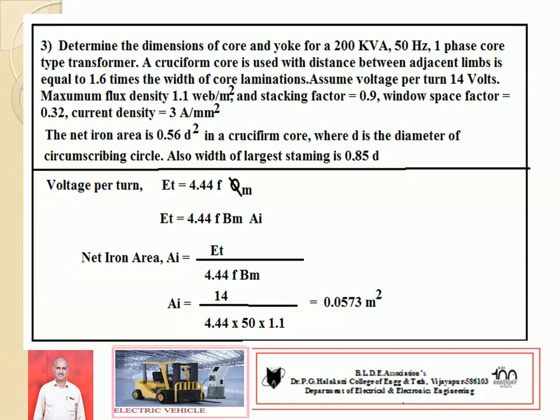Voltage per turn is given, the value is 14 volts, but it is also equal to 4.44 F times phi m. Now phi m is not given, so we want to calculate Ai, the net iron area. So phi m equals Bm into Ai. So net iron area equals Et divided by 4.44 times F Bm. Substitute all the values and we are going to get Ai.